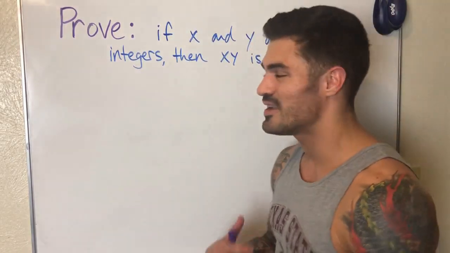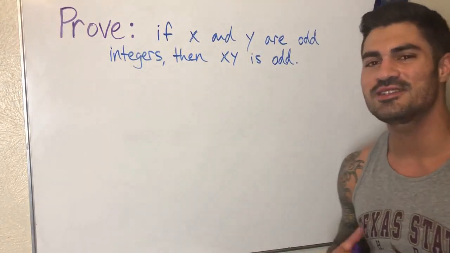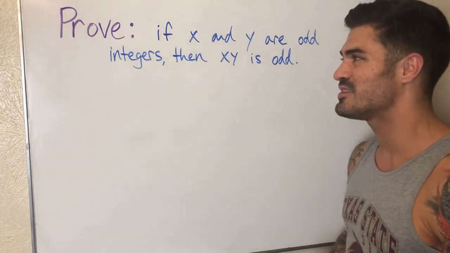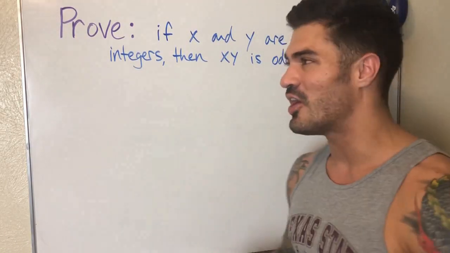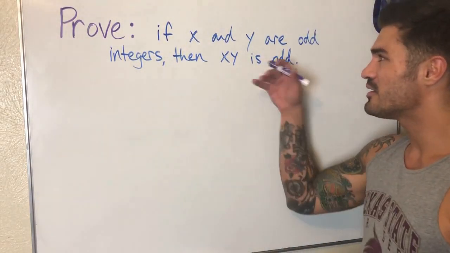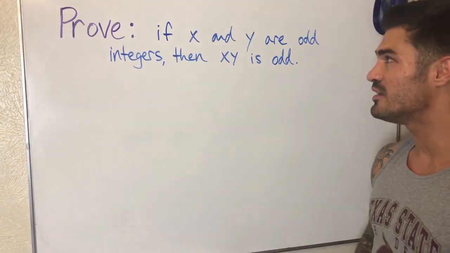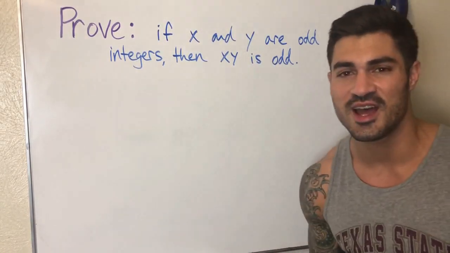Alright guys, here's our next example. We're going to prove that if x and y are odd integers, then x times y is odd. Another way of saying this is that the product of any two odd integers is odd. So how do we prove something like this? Well, let's identify what we're looking at. Conditional statement, clearly, if-then. Our premise is x and y are odd integers. Our conclusion is x times y is odd.